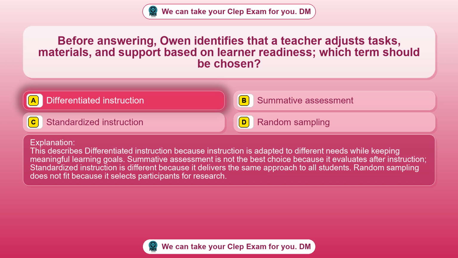Summative assessment is not the best choice because it evaluates after instruction. Standardized instruction is different because it delivers the same approach to all students. Random sampling does not fit because it selects participants for research.